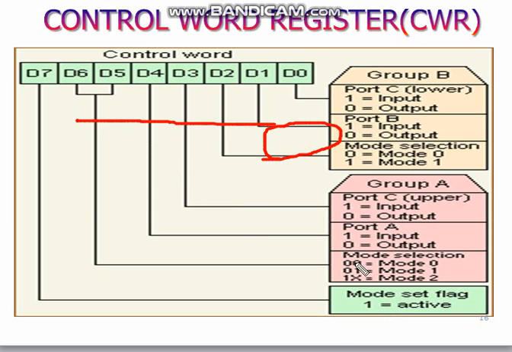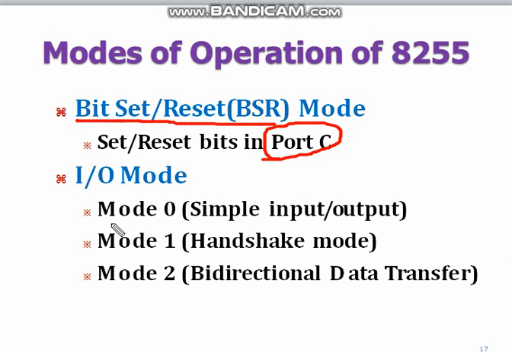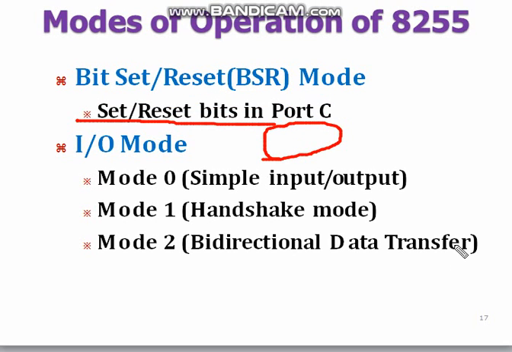For this mode selection, if I am going to act in mode 0, I have to put 0, 0. Mode 1 means 0, 1. Mode 2 means 1, 0 or 1, 1. If I put 0, 0, mode 0 will be selected, which is simple input output. If I put 0, 1, mode 1 will be selected, which is handshaking mode. We will be learning what handshaking is. If I put 1, 1 or 1, 0, mode 2 will be selected. Okay, so these are the modes of operation of your 8255.